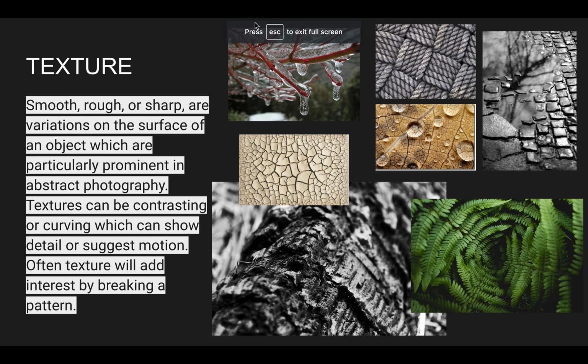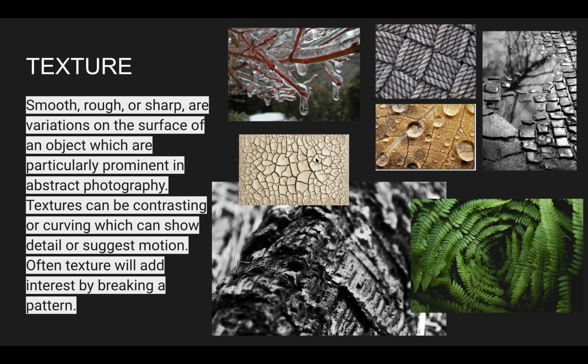The next element of art is texture. Again, there's multiple different textures that you can look for within your photography. Smooth, rough, sharp, those are all variations of the surface of an object. Oftentimes texture is used in abstract photography.